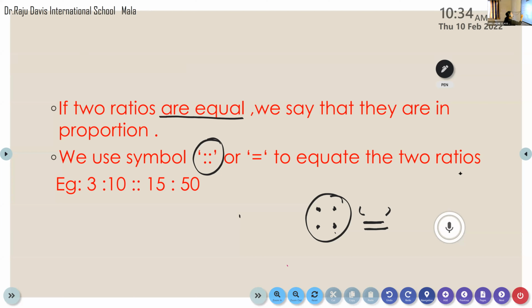Okay, children, here 3 is to 10, that is one ratio. And 15 is to 50, that is another ratio. We have to check whether they are equal. So we can do separately here. 3 by 10, you have to find out. See here 3 by 10, there are no common factors, which means they are in simple form. Now again 15 by 50.